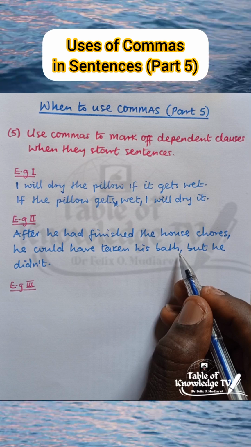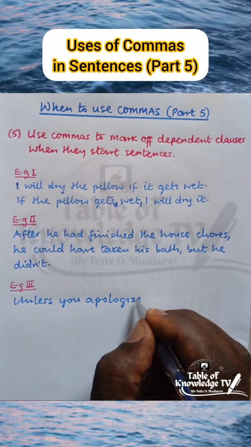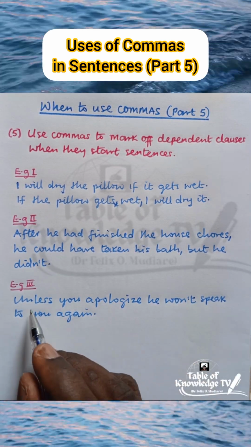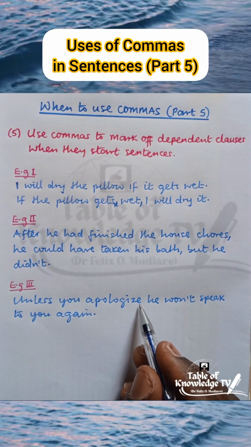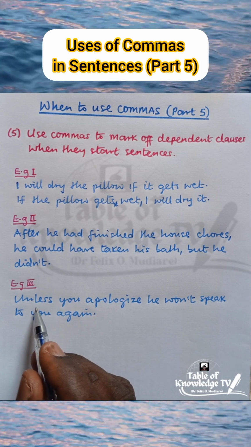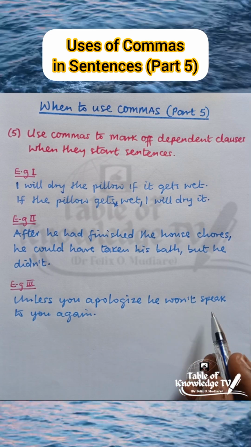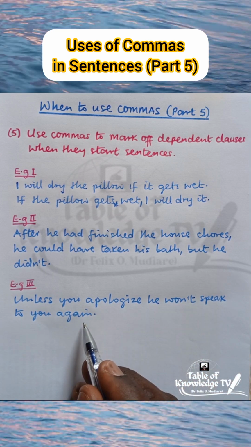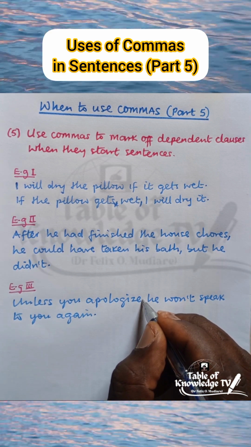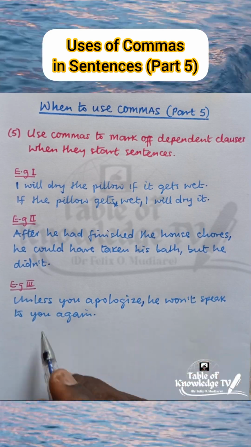All right, let's look at the final example under part 5. Unless you apologize, he won't speak to you again. This first part, unless you apologize, is an incomplete statement. It doesn't make complete sense because it is a dependent clause. So we have a sentence that begins with a dependent clause. He won't speak to you again is an independent clause. So what do we do? We use a comma to mark off the dependent clause. Unless you apologize. So we have, unless you apologize, he won't speak to you again.